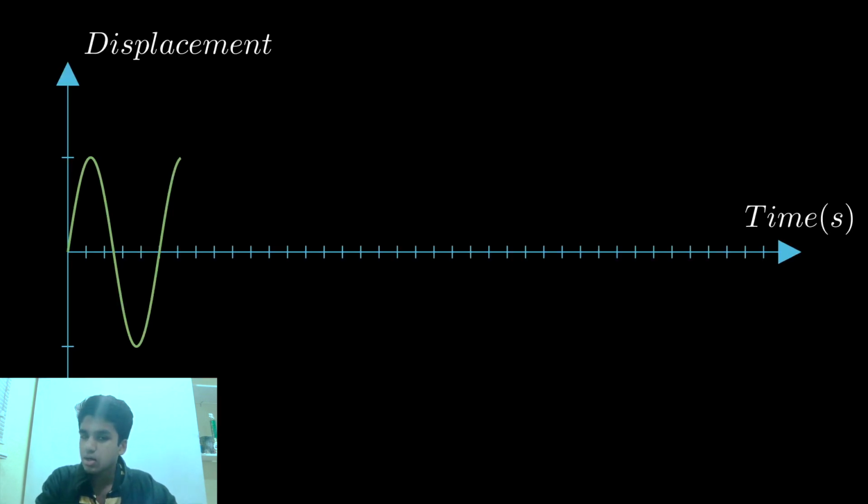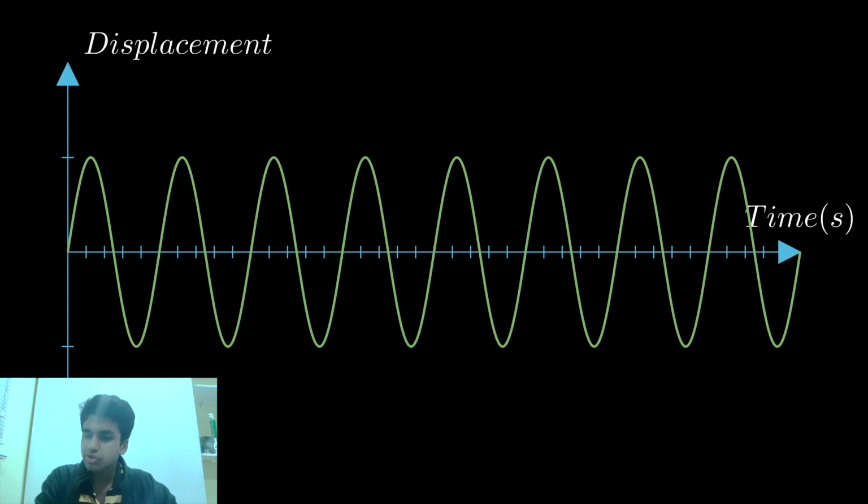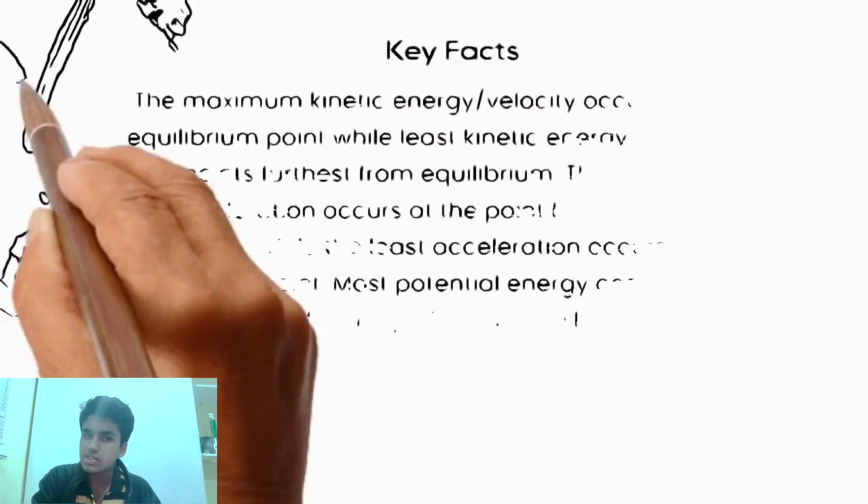Now please pay very close attention to the graphs that will be shown for the spring oscillator. This graph is an example of the displacement from the equilibrium point with respect to time. And I really hope you recognize this as a trig function graph, because now let's learn some key facts.